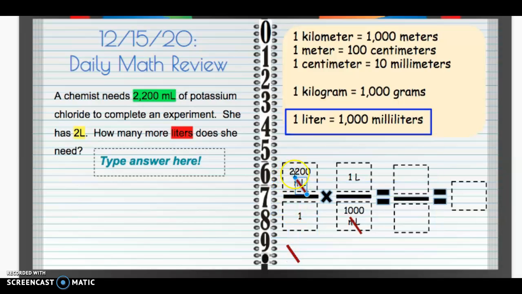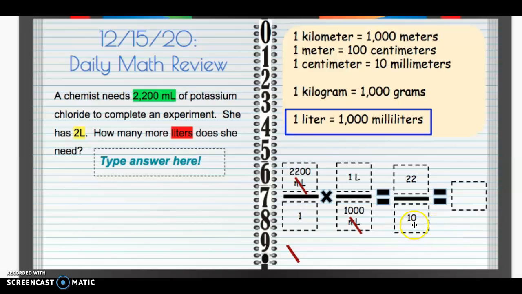And I do 2,200 times 1, which is 2,200. And I do 1 times 1,000, so 1,000. All right. So now we're sitting here and we have to figure out, remember, when we are dividing by powers of 10 in this case, you can get rid of the zeros. So I can get rid of a 0 down here and a 0 up here.